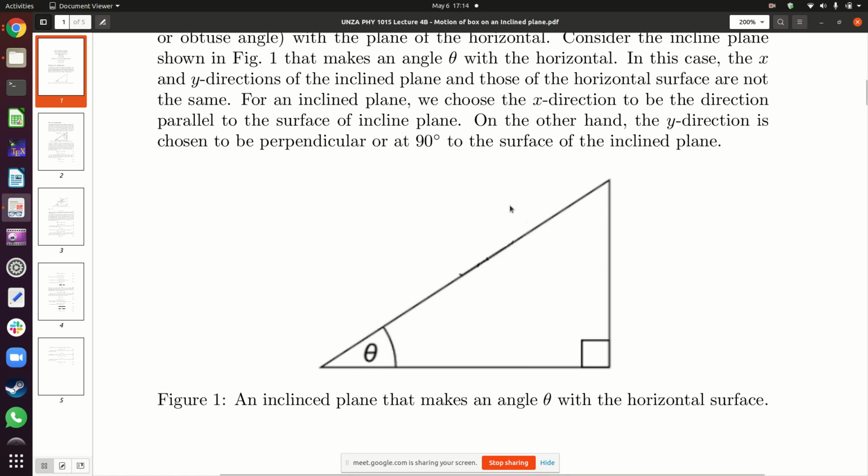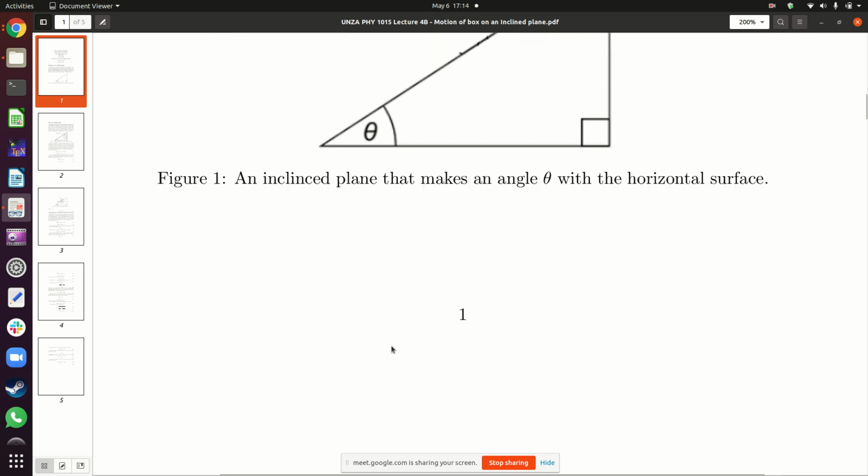So when we are talking about the motion of an object on an incline, we want to study the movement or the motion of an object on a surface like this. Okay, so that's what we want to do. And usually the angle of the incline is an angle which is less than 90 degrees. So typically our angles are much less than 90 degrees when it comes to inclines.